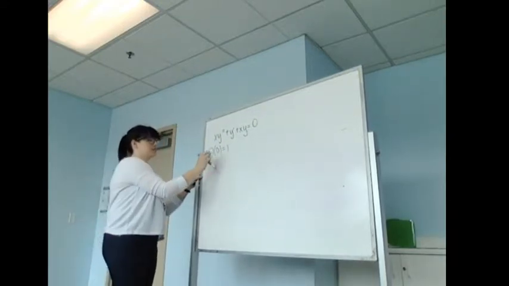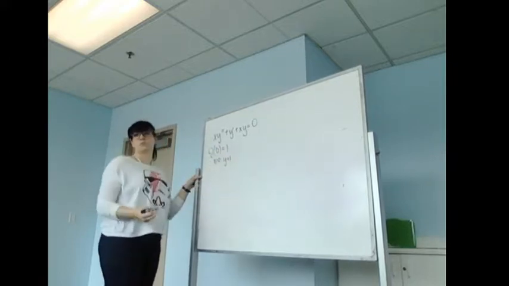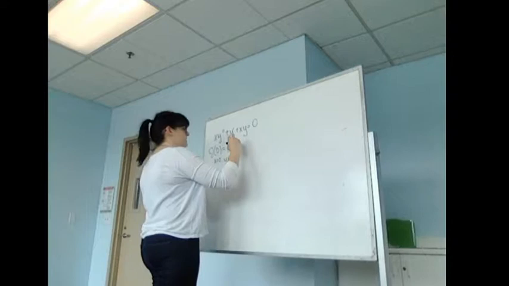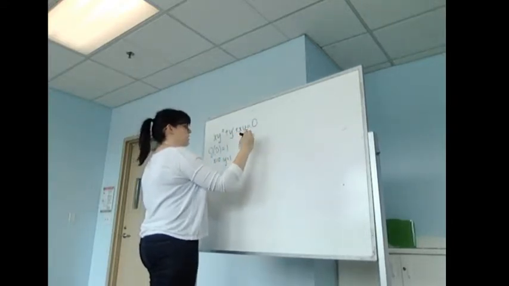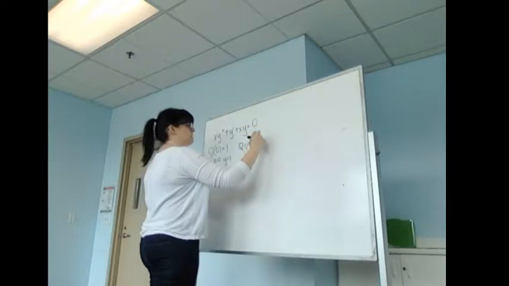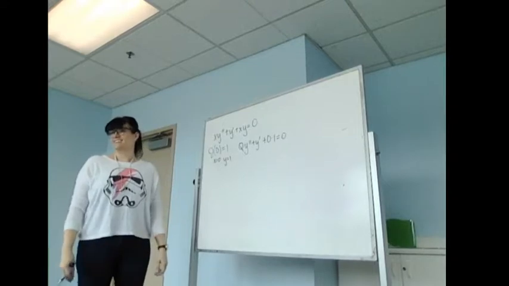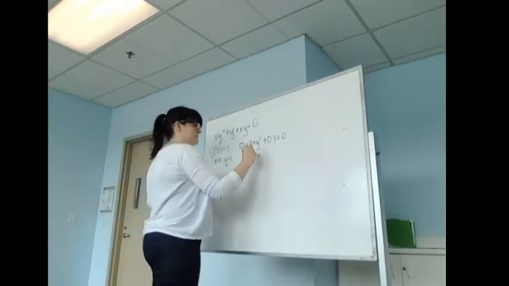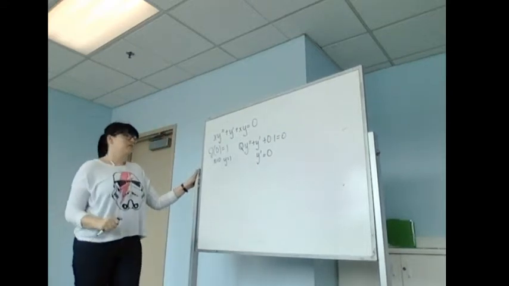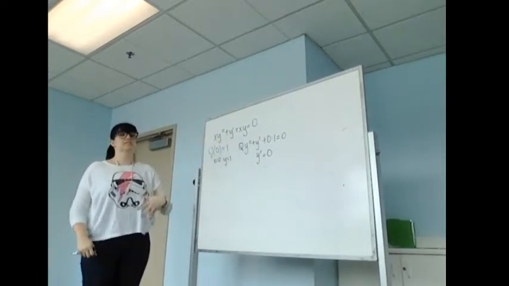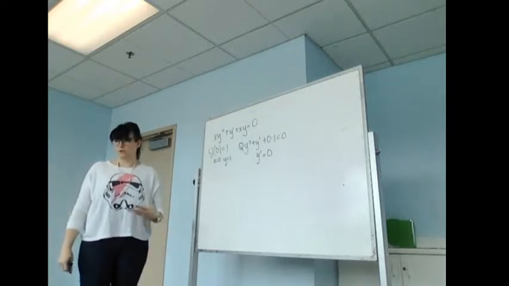Okay, so if we plug in 0 for x and 1 for y, we get 0 times y double prime plus y prime plus 0 times 1 equals 0. Right? So y prime equals 0. Well, if we plug that back in, we just get 0 equals 0, which we know, so it doesn't help us solve for y double prime.